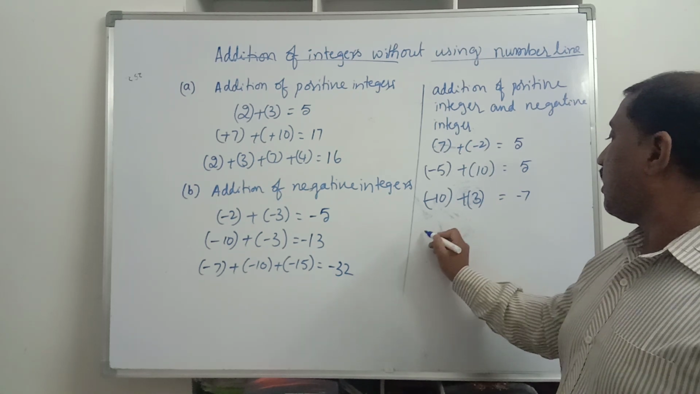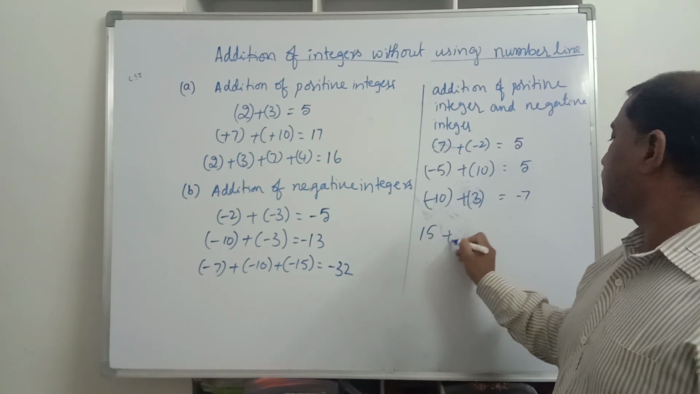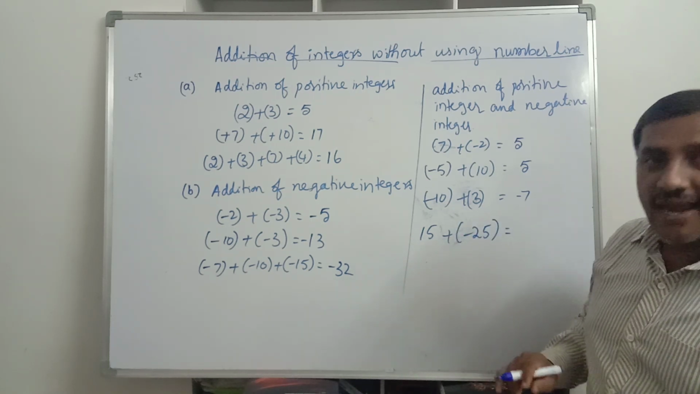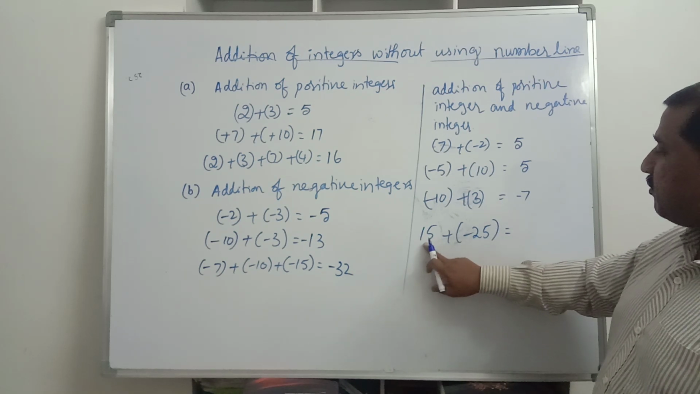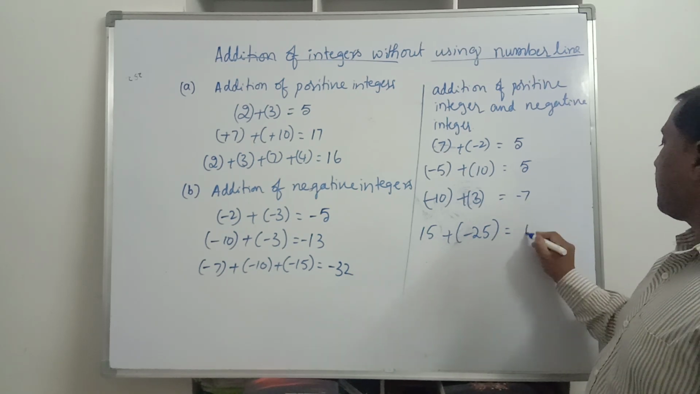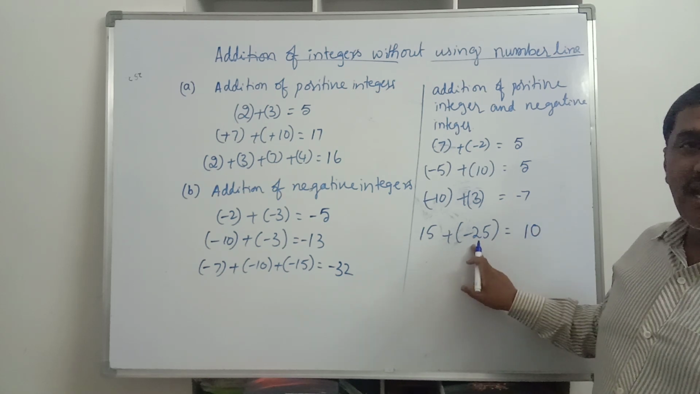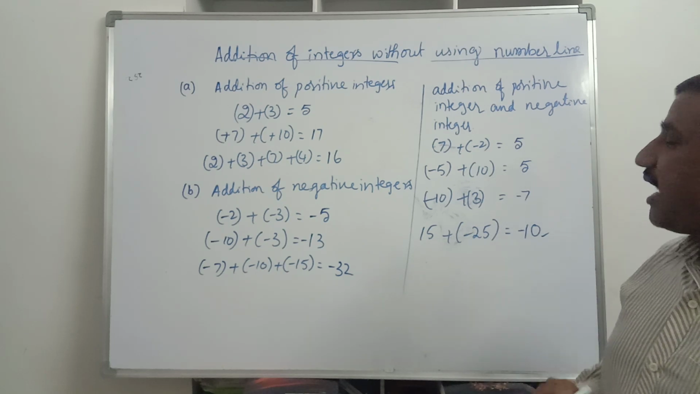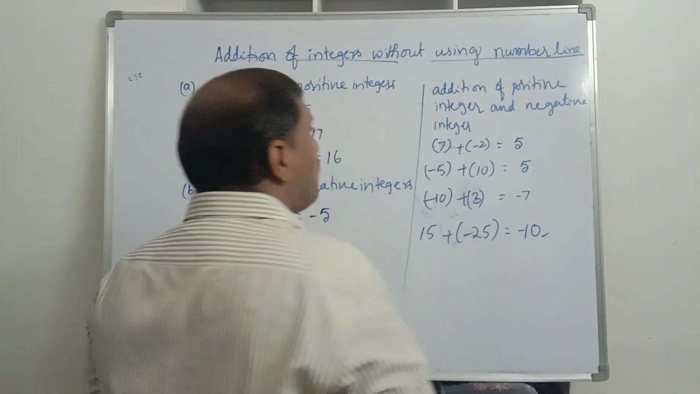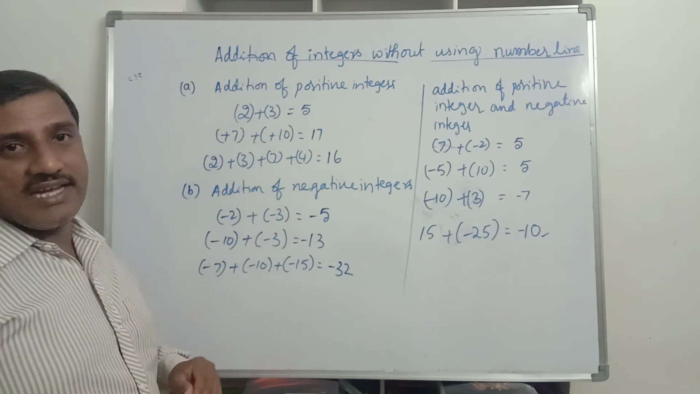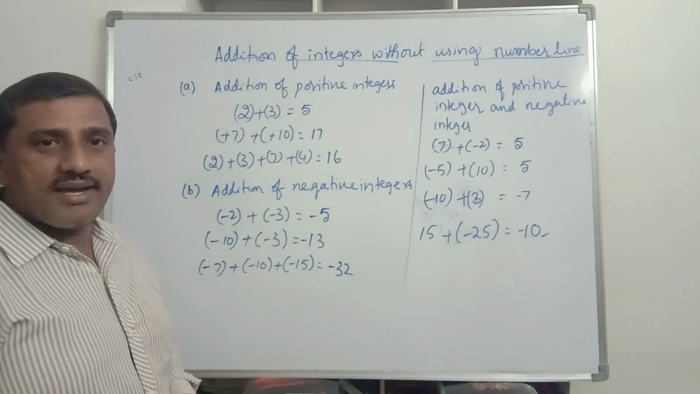Now 15 plus minus 25. Again apply the same concept. Subtract the smaller number from the bigger number. That is 25 minus 15, 10. And take the sign of the bigger number. That is minus 10. So like this, we will add one positive integer and one negative integer, and we will add two negative integers and two positive integers. Is it clear, children? Yes?